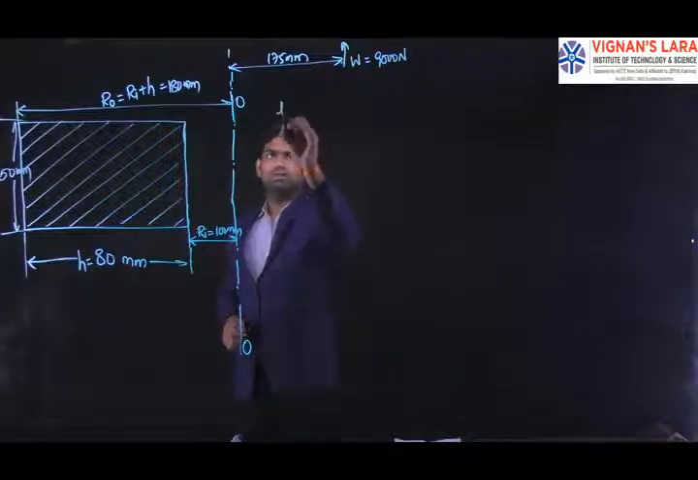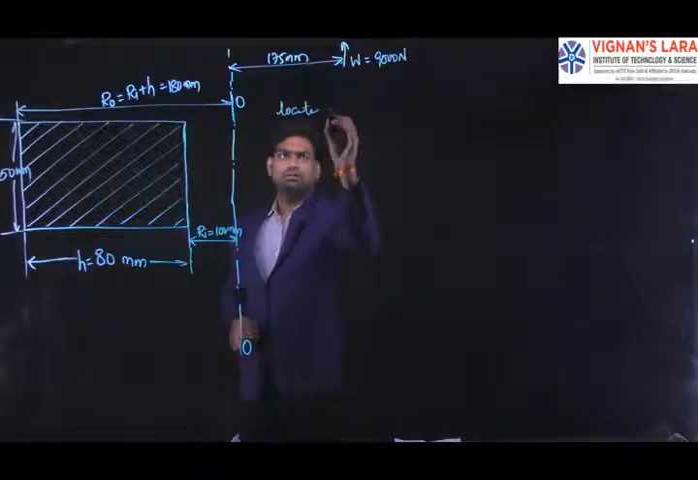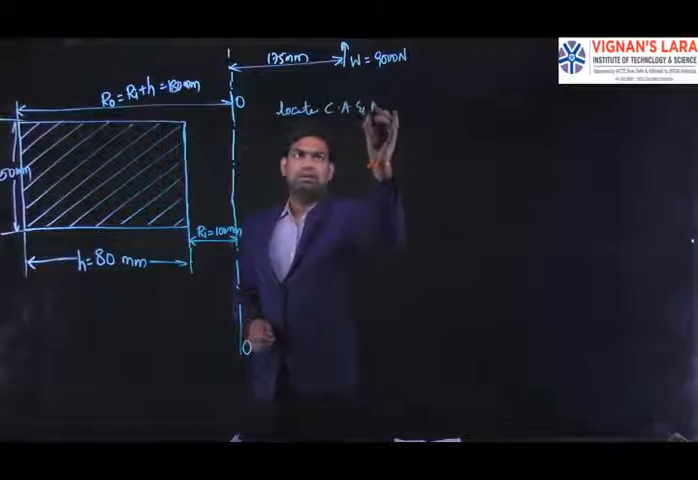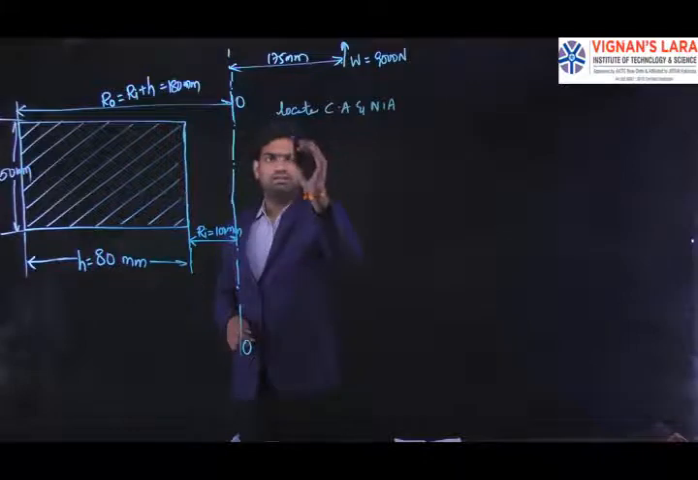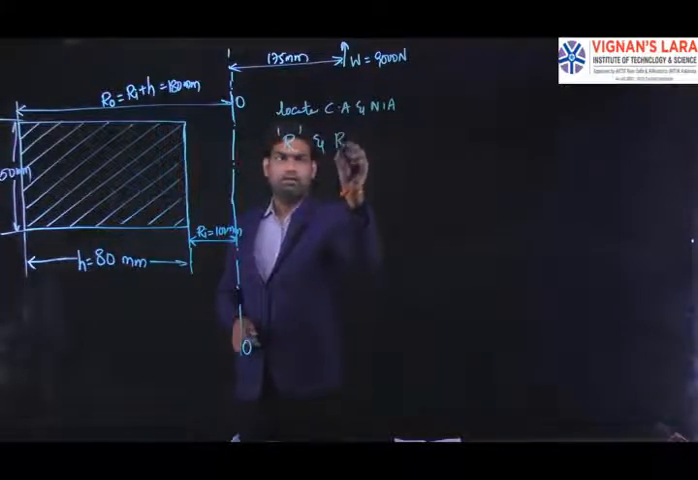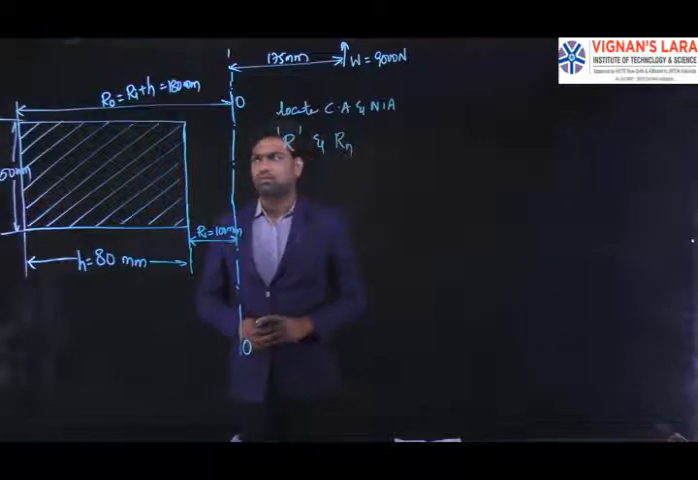So we need to locate, step one, the centroidal axis and neutral axis. If you want to locate the centroidal axis and neutral axis, we need to find the values of R and Rm, the radius of curvature to the neutral axis.